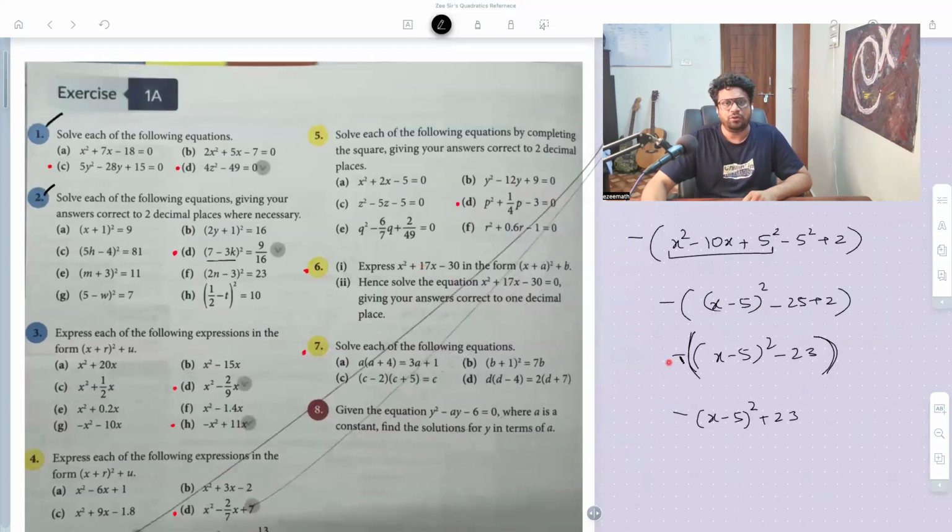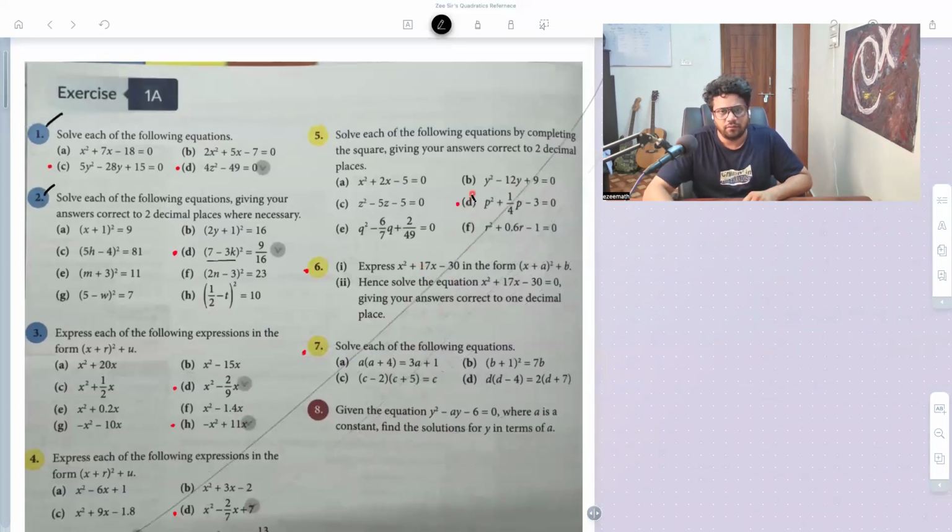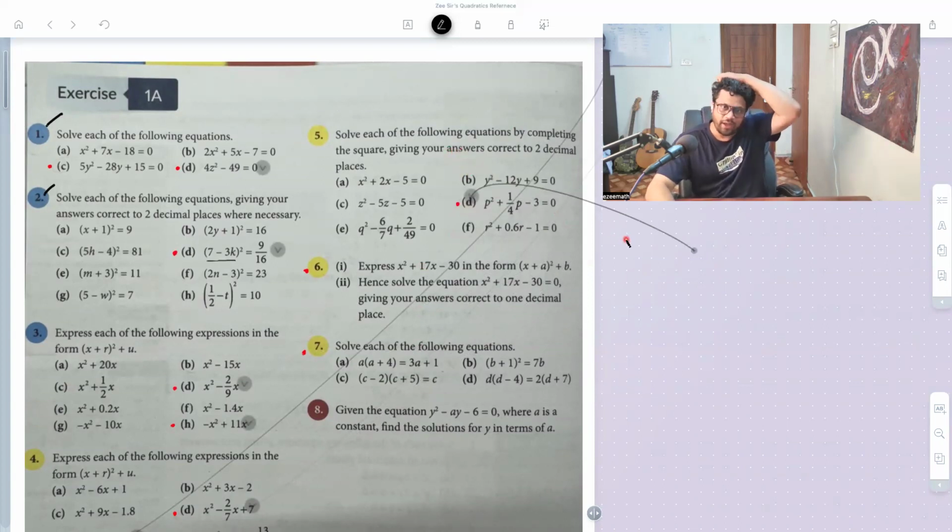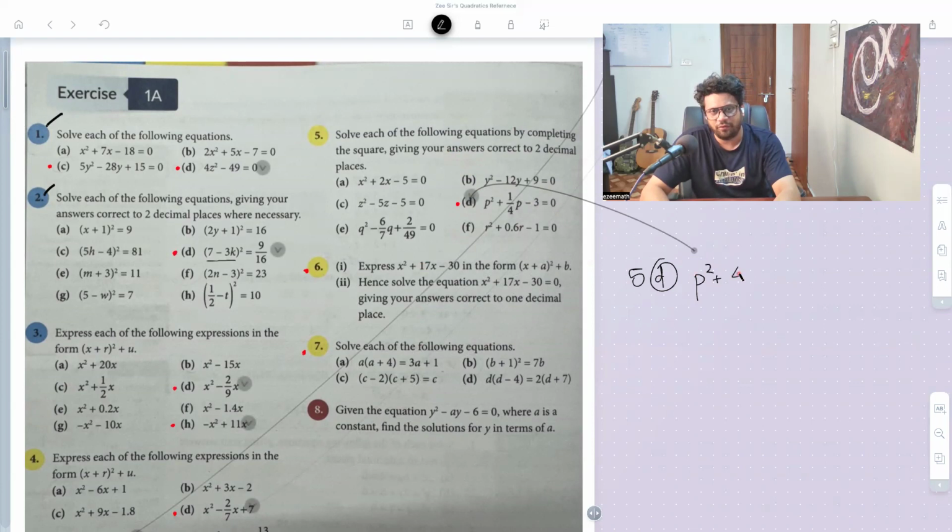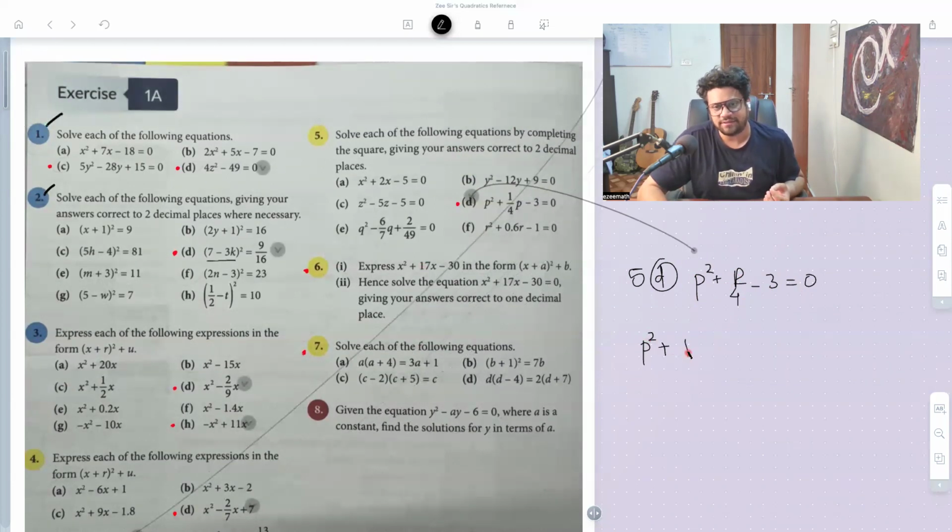Now we can go do the 5th one. Here, they want us to solve each of them by completing the square. Okay, that is something that we have learned, but I'll give you an example. p square plus 4p, p by 4 minus a 3 equal to 0. Completing the square for it, I see that the coefficient of p is a 1 by 4. Half that, it is a 1 by 8. So p square plus a p by 4.